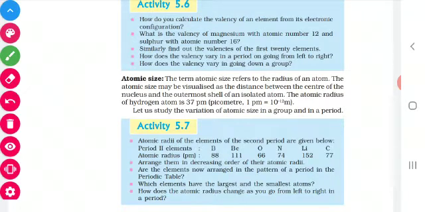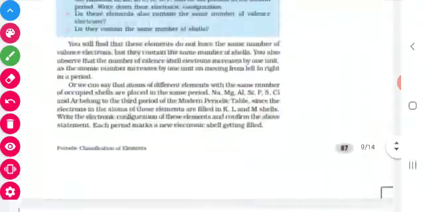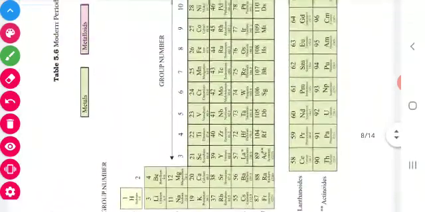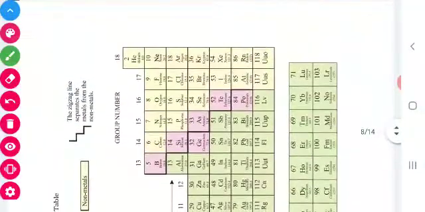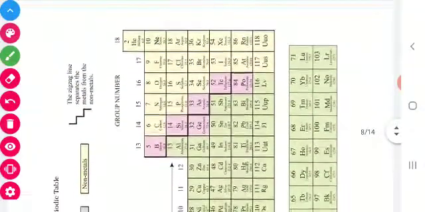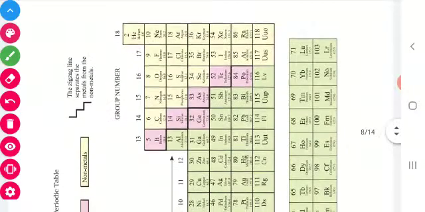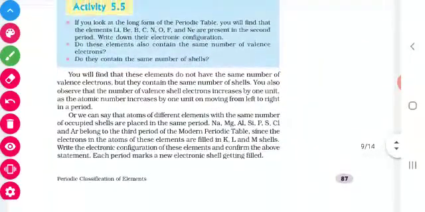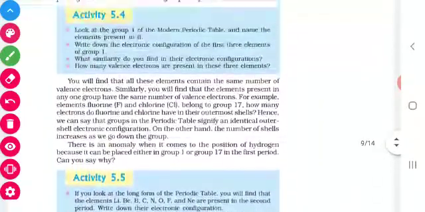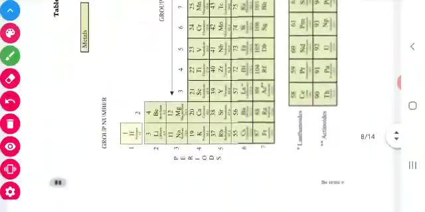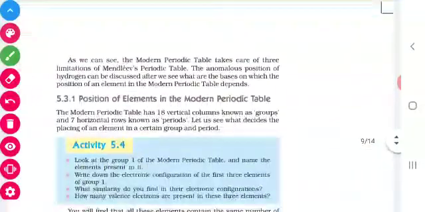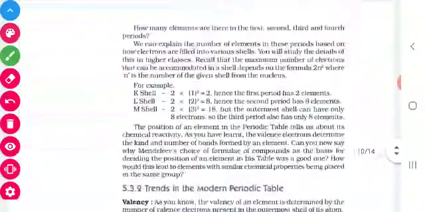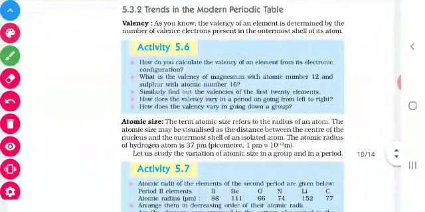Like that, you find out the valency of the first 20 elements. Go to the periodic table. Write the first 20 elements and find out their valency. For finding out the valency you must write the electronic configuration also. Then you have to find out how they vary in a period or in a group.